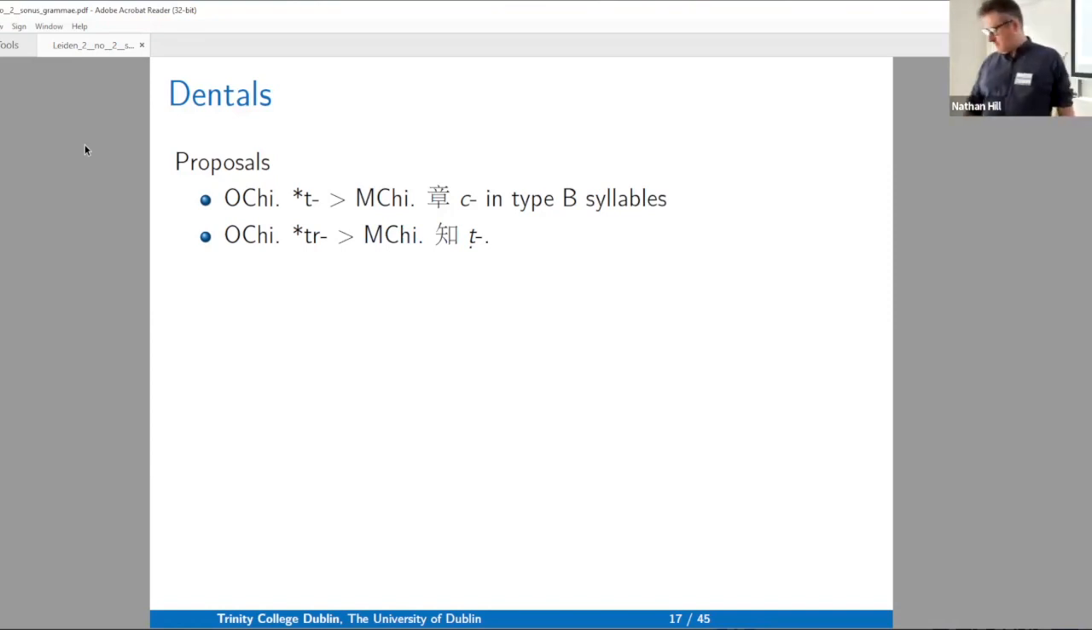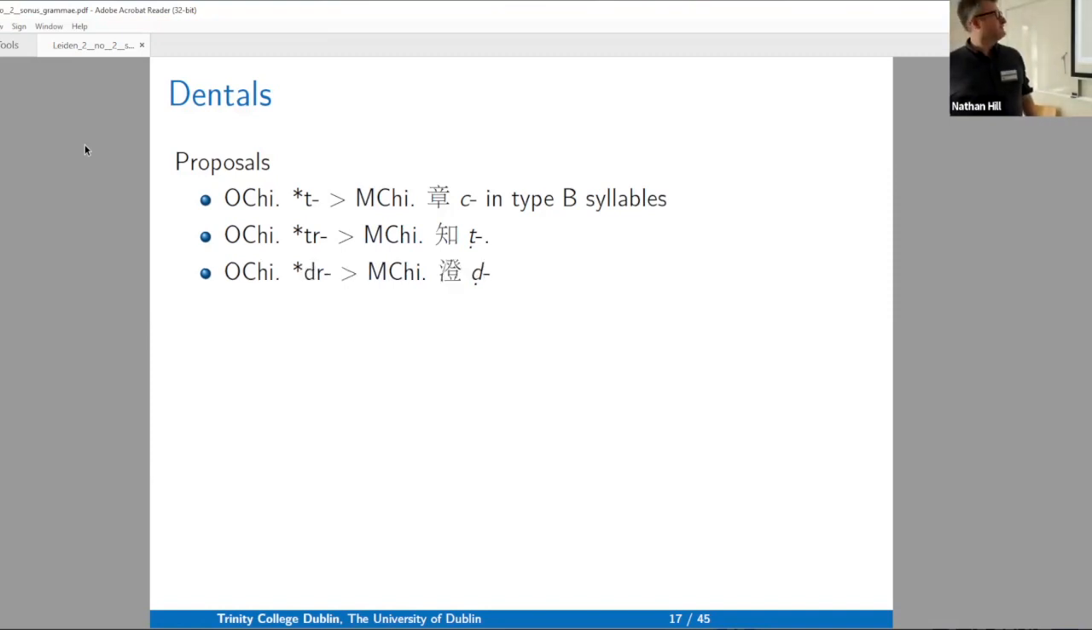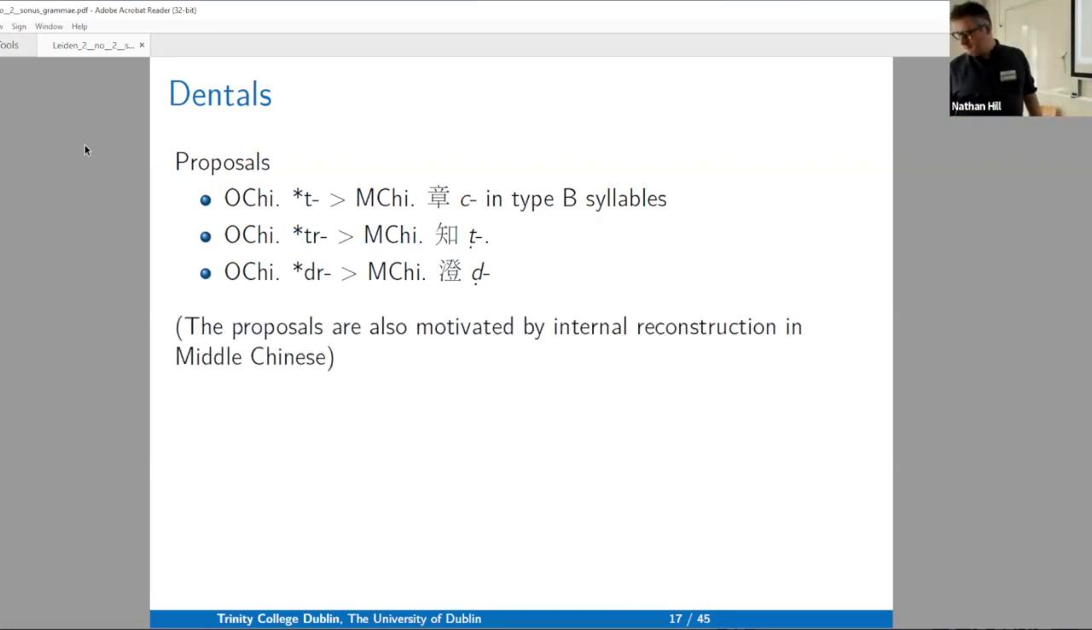retroflex in any syllable, I think. And then DR becomes the corresponding one. So, I'm not even sure we'll get to it in this course, but these proposals are also motivated by internal reconstruction of Middle Chinese. And one theme that I'll come back to is that the evidence for, or the convincingness of, different proposals comes from many different angles.